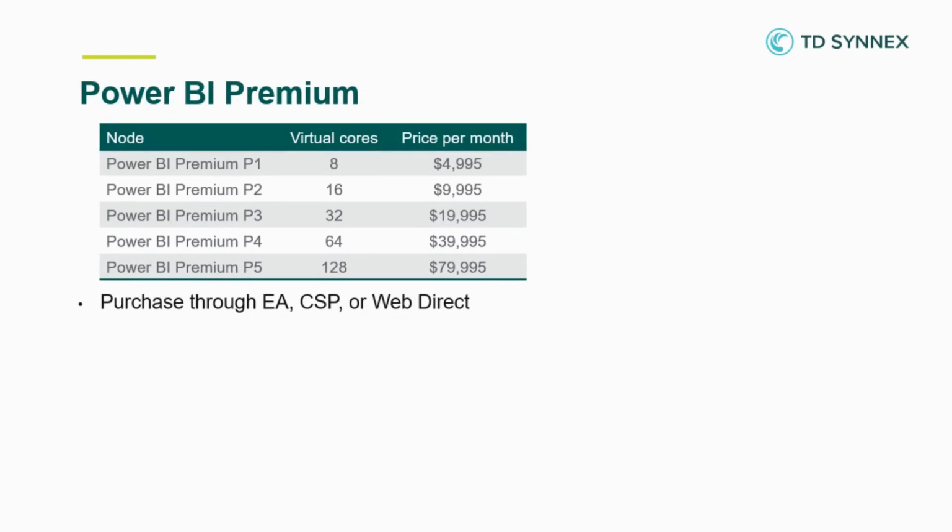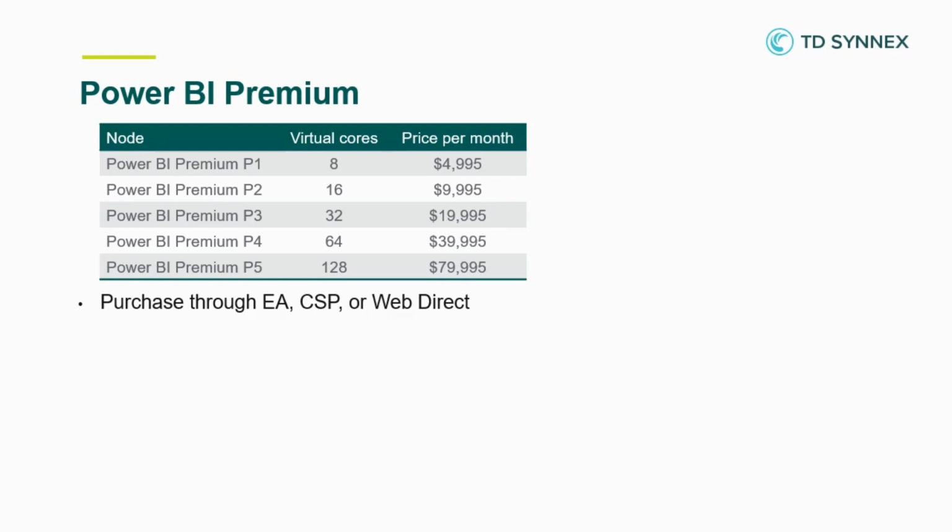Nowadays, there are two ways in which you can license Power BI Premium, the capacity option and the per user option. And we're going to start with the capacity option. So here, Power BI Premium is sold via the P nodes as shown on this table. And customers can buy through the channels shown, the Enterprise Agreement, CSP and WebDirect.